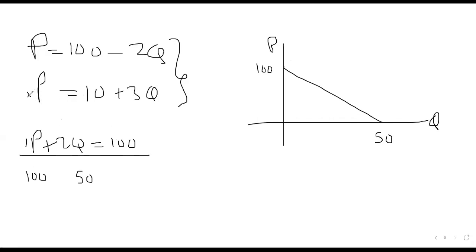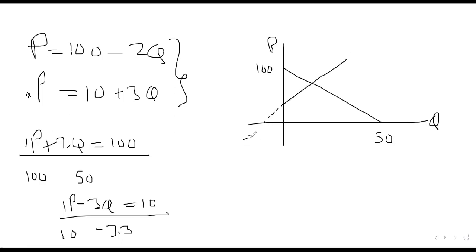Then we go to the next one here. We put the letters on one side. So this will be P minus 3Q is equal to 10. There's a 1 there. So 1 into 10 is 10. 3 into 10 is negative 3.33. Although we don't consider the negative side, this is negative 3.33 just for plotting purposes, but it's starting here at 10. All right, so we have this plotting there.